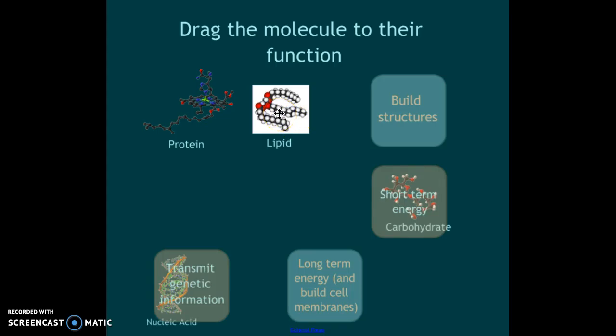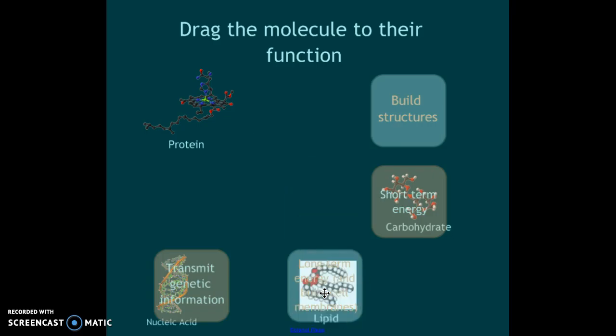Lipids develop into fats, which are stored for long-term energy that you know. And they also build cell membranes, which we're going to learn about in a later lesson. So that leaves protein to build structures such as muscles. So whenever you see bodybuilders, they're always eating protein bars and stuff like that. So build structures.